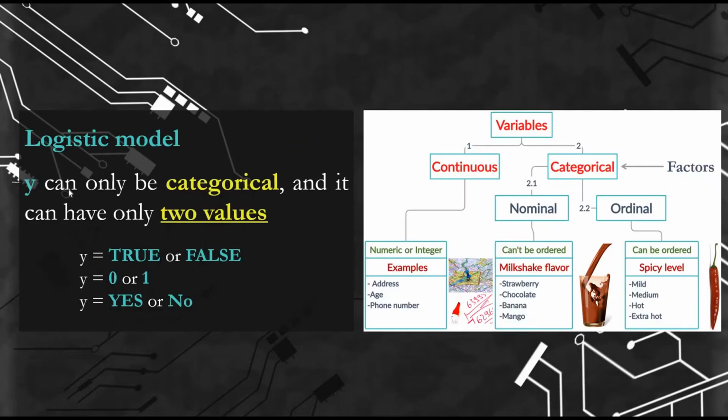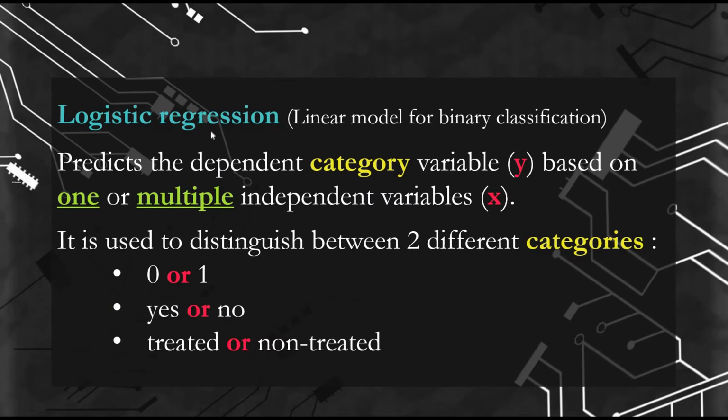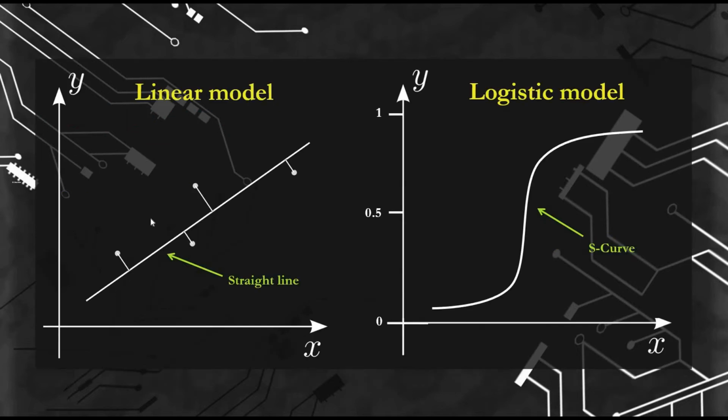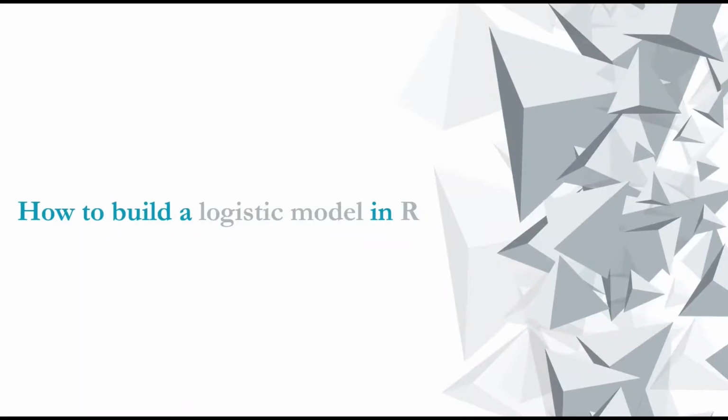But in a logistic model, y can only be a categorical variable and it can only have two values. So a logistic model is a linear model for binary classification. So we only have two values, and it predicts the dependent categorical variable y based on one or multiple values of x. In a linear model, we see a straight line, but in a logistic model, we see a sigmoidal curve. So let's go and learn how to build a logistic model in R.